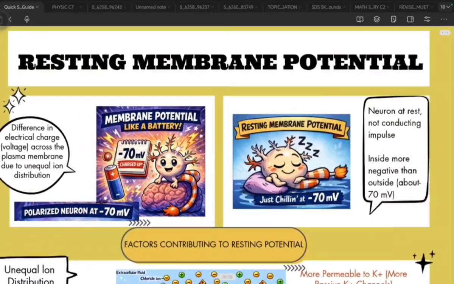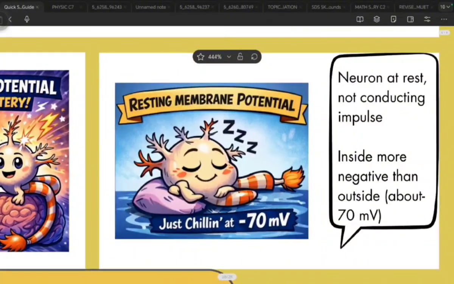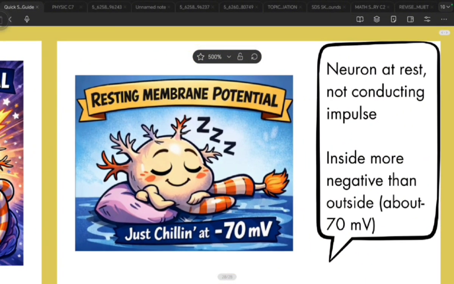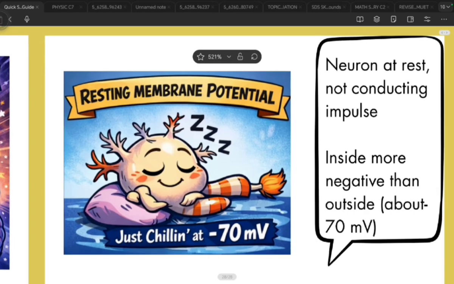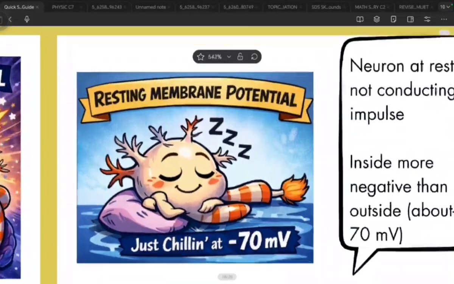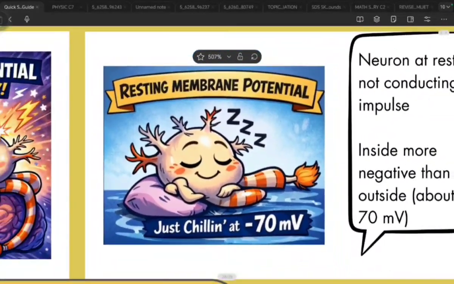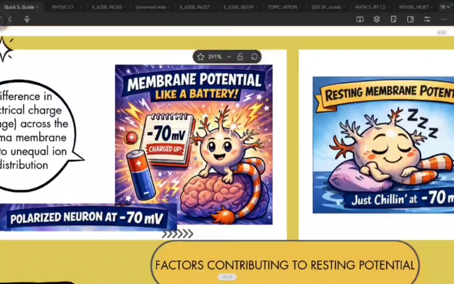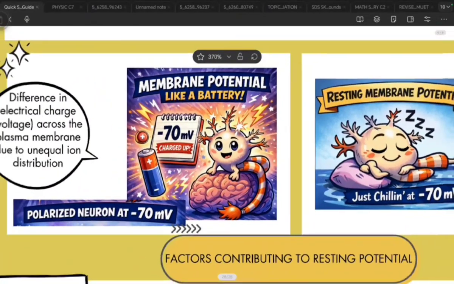So, when a neuron is just chilling and not sending any impulse, we call this the resting membrane potential, or RMP. The inside of the cell is more negative than the outside of the cell. So the cell is polarized at negative 70 mV.